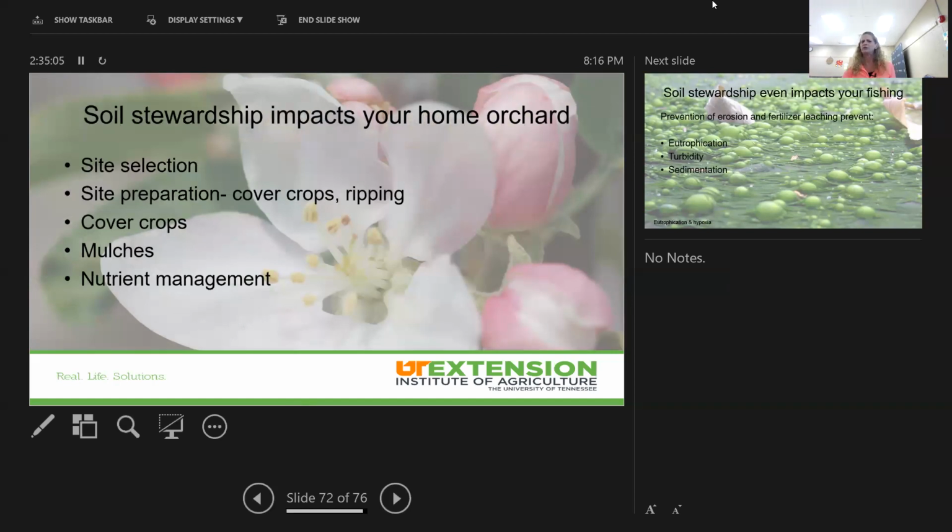Now we're going to talk about home orchards, but in anything that you plant, you're going to think about your site selection, the site preparation, using those cover crops. If you need to rip the soil to get down through a subsoil or a compacted layer, there are tools out there that you can use to do that. Use those cover crops, mulches, and then your nutrient management.